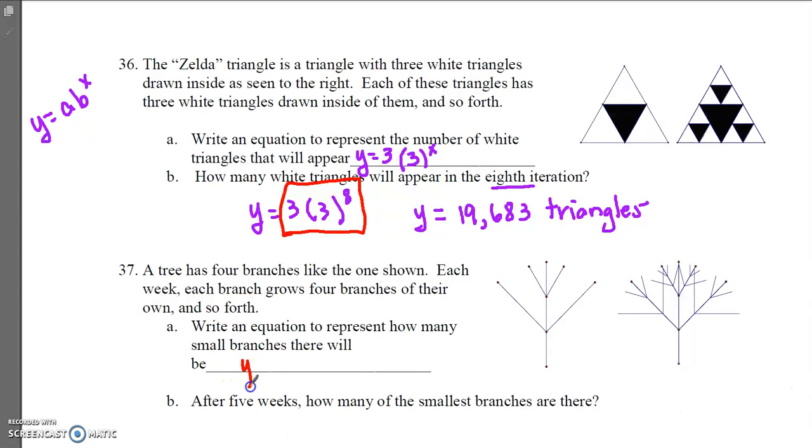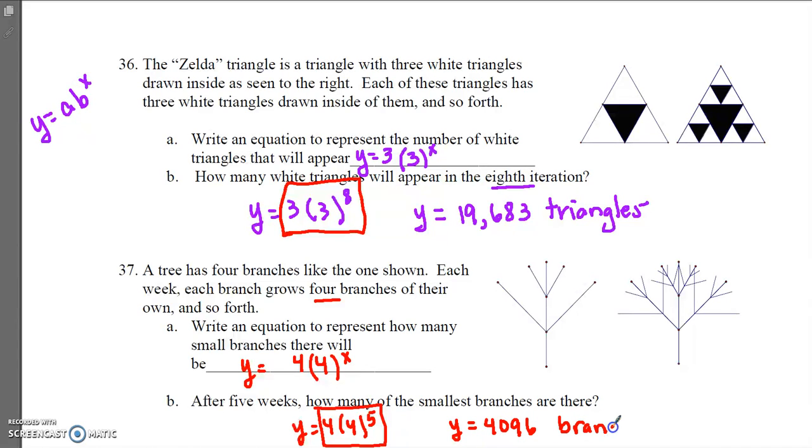So again, we are starting with 4 branches, and that's going to be raised to my x power. And then it says each branch will grow 4 branches. So we're going to be multiplying by that 4. So again, then on B it says after 5 weeks, how many of the small branches will there be? So y equals 4 times 4 raised to the 5th power. And again, I can type all that into my calculator, and all of this, right? Not doing InSolve. And then I will get a total of 4,096 branches.